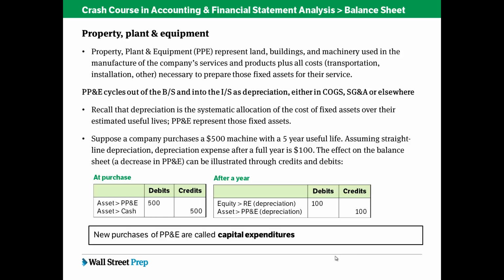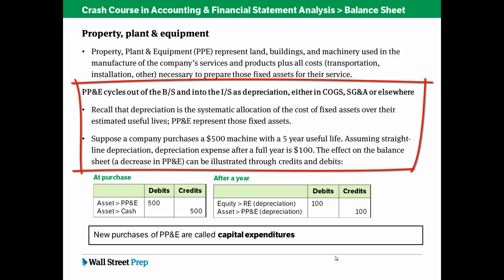Now, where inventory cycles out of the balance sheet and into the income statement as cost of goods sold, property, plant, and equipment cycles out of the balance sheet and into the income statement as depreciation. And that depreciation comes out either via cost of goods sold, just like inventories, or via SG&A or some other operating line item. Recall that depreciation represents the systematic allocation of the cost of fixed assets over their estimated useful lives. Property, plant, and equipment represents those fixed assets on the balance sheet.